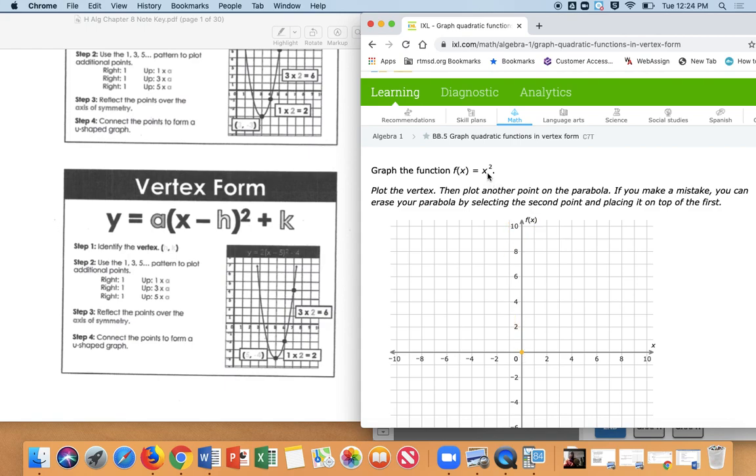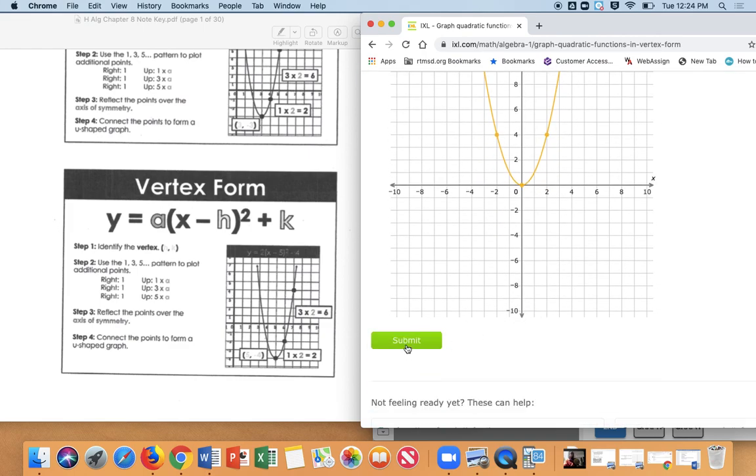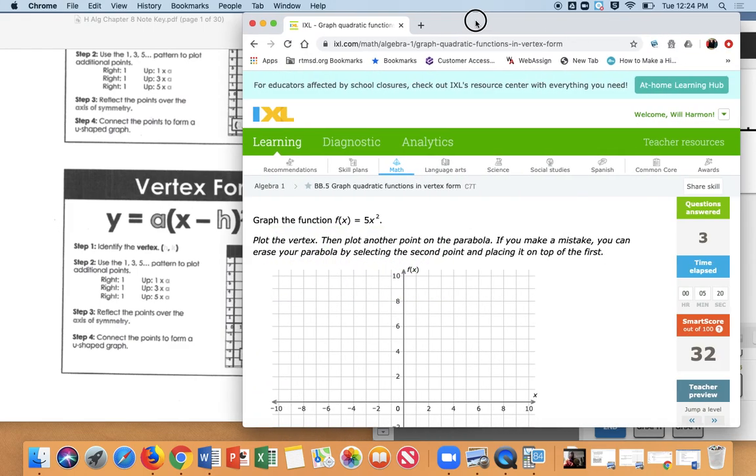In this case, let's just pick 2. X is going to be 2. So if I go out to 2, what would f of x be? Well, 2 squared would be 4. So that's how you do it without a calculator.